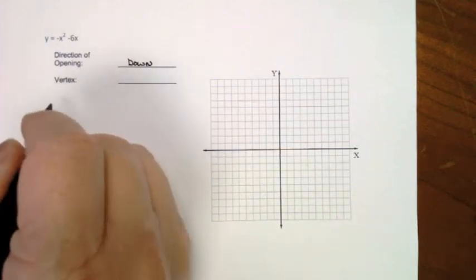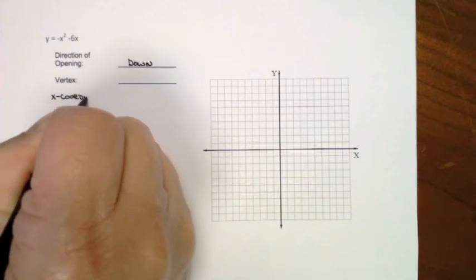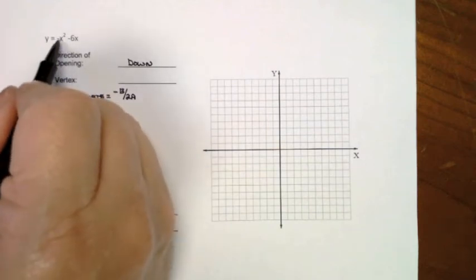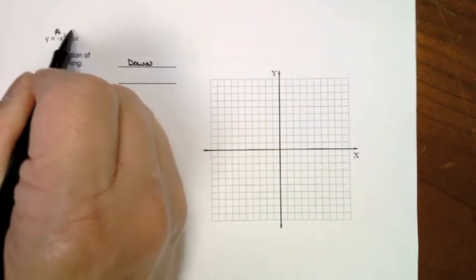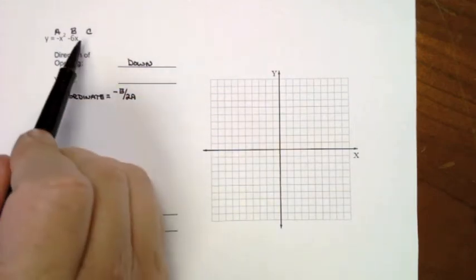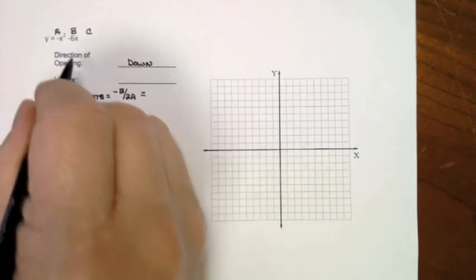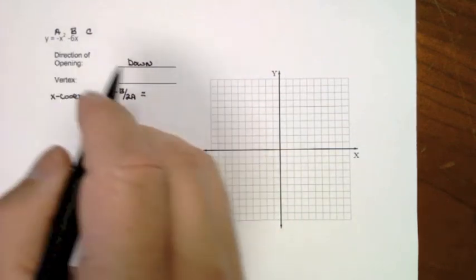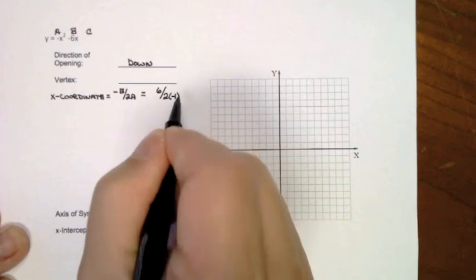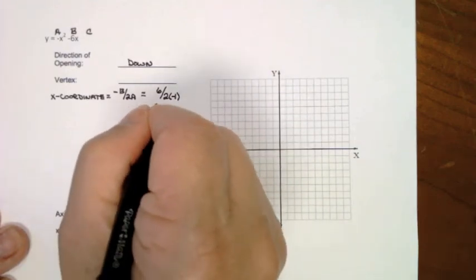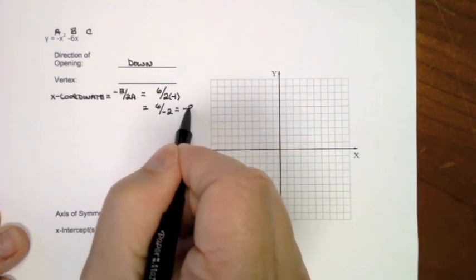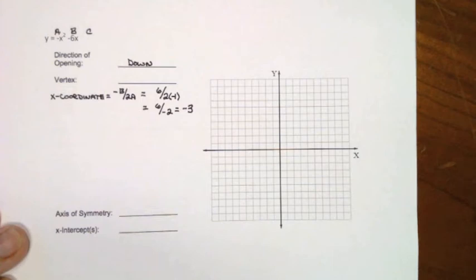The next thing I need to find is the vertex. To find the vertex, I need to find the x-coordinate, and I use this little formula to find it. Remember, the number in front of the x squared is my a, the number in front of the x is my b, and this number out here that doesn't have a variable is my c. So I'm not going to have a c for this one. Negative b means the opposite of negative 6, which is positive 6, divided by 2 times negative 1. 2 times negative 1 is negative 2. 6 divided by negative 2 is negative 3. I have the x-coordinate for my vertex.